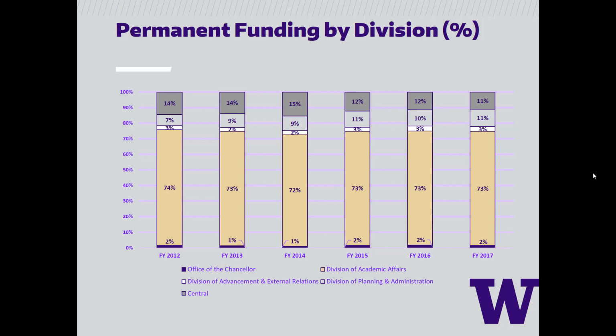As a percentage of allocations, you can see the bottom bar, the dark purple bar, is the Office of the Chancellor, generally makes up about 1.5% to 2% of the campus's permanent allocation. The Division of Academic Affairs has been held steady between 73% and 74%. The white bar is the Division of Advancement and External Relations, which is approximately 3% of the permanent funding allocation. The Division of Planning and Administration has expanded from 7% to approximately 11%, and the central funds have been approximately 14 to 11% of the permanent allocations of the university.